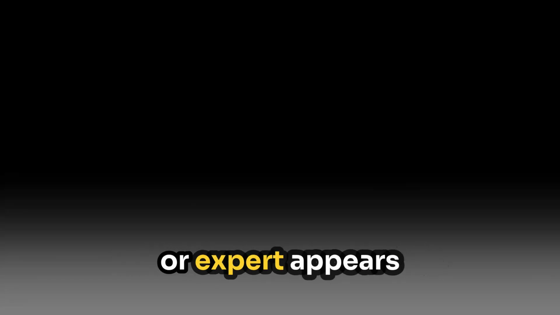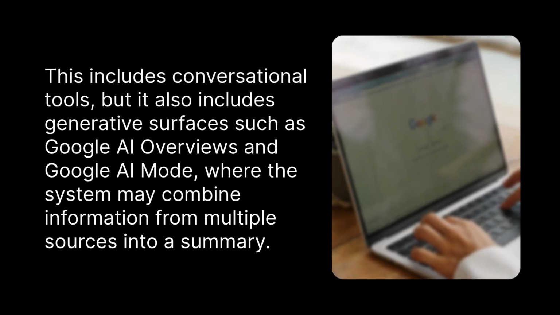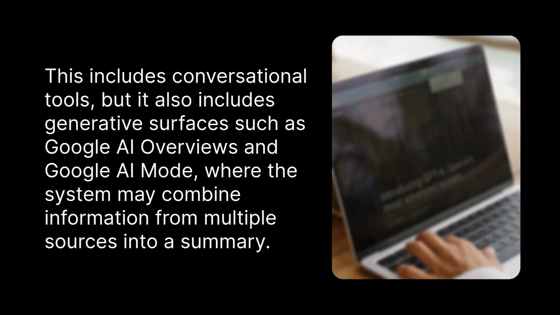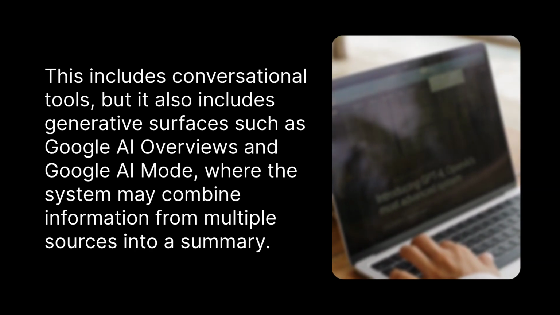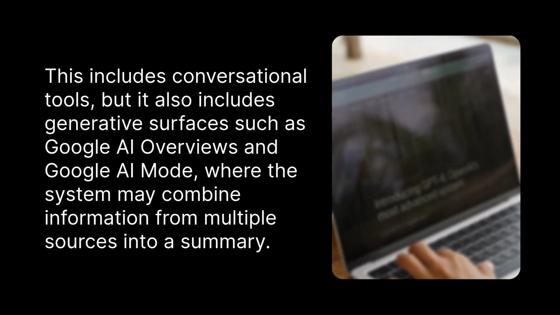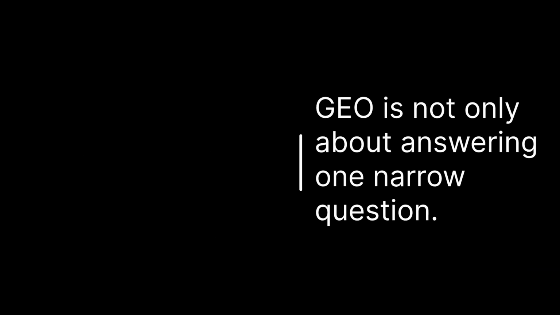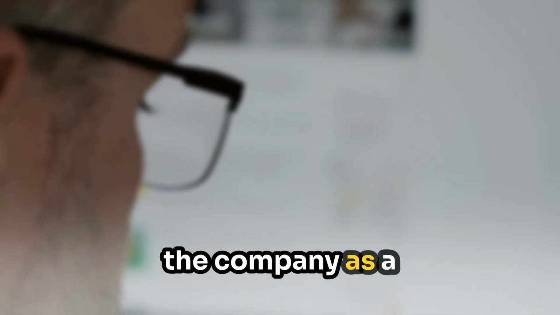What is GEO? GEO stands for Generative Engine Optimization. It is the broader effort to improve how a brand, company, product, or expert appears across AI-generated search experiences. This includes conversational tools, but it also includes generative surfaces such as Google AI Overviews and Google AI Mode, where the system may combine information from multiple sources into a summary. GEO is not only about answering one narrow question. It is also about helping AI systems recognize the company as a credible entity across a larger topic area.